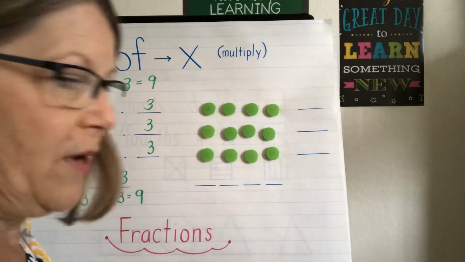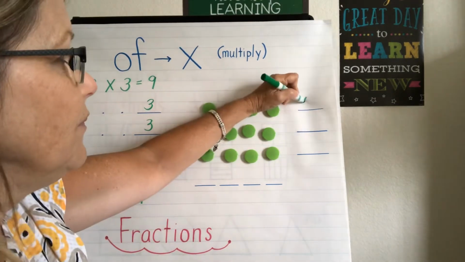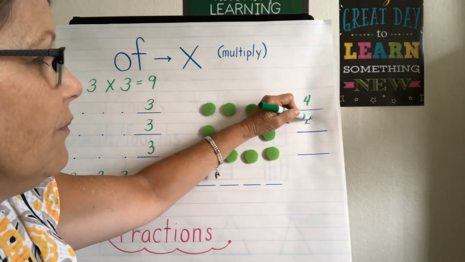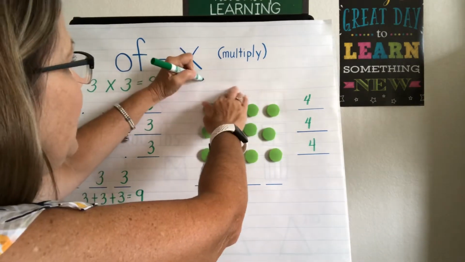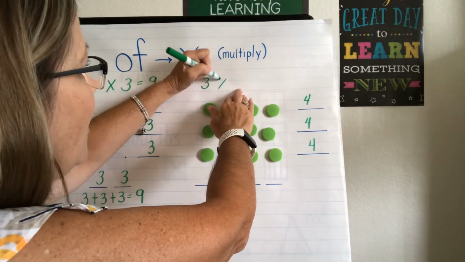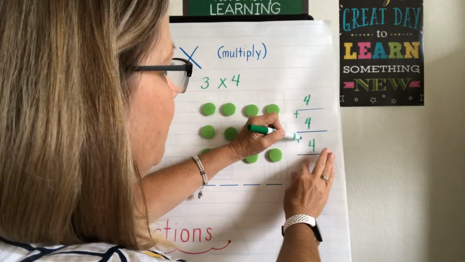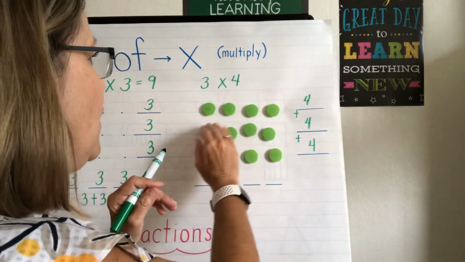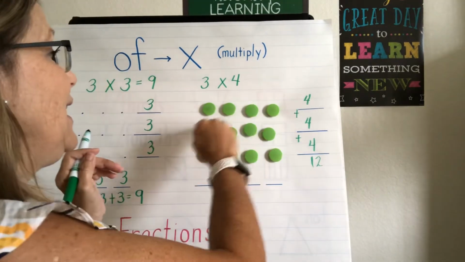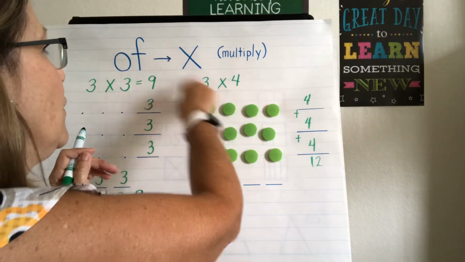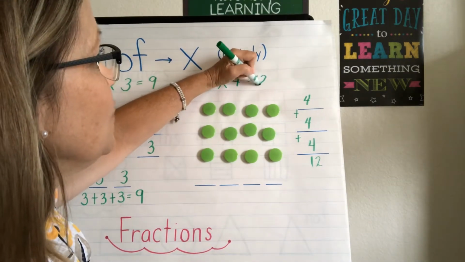Okay, over here, let's count the number in each row. 1, 2, 3, 4. 1, 2, 3, 4. 1, 2, 3, 4. Okay, I've got 3 sets of 4, because I could say 4 plus 4 plus 4. Let's see, 1, 2, 3, 4, 5, 6, 7, 8, 9, 10, 11, 12. That equals 12. Well, 3 sets of 4, remember "of" means to multiply, 3 of 4 equals 12.